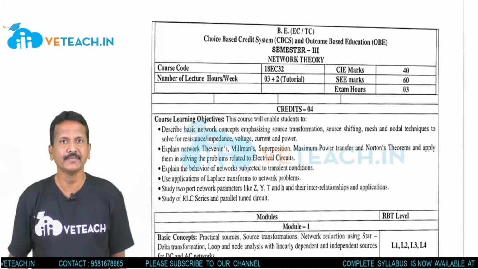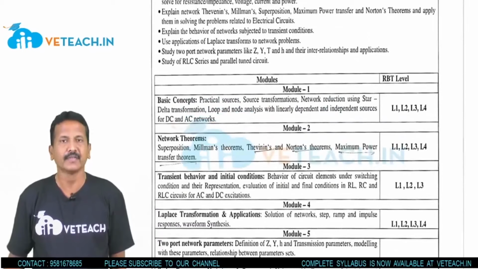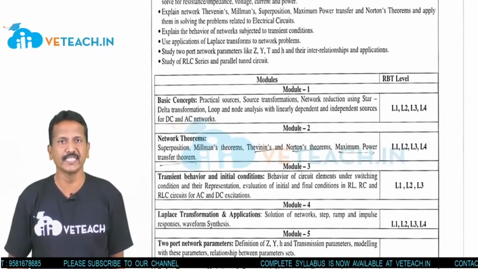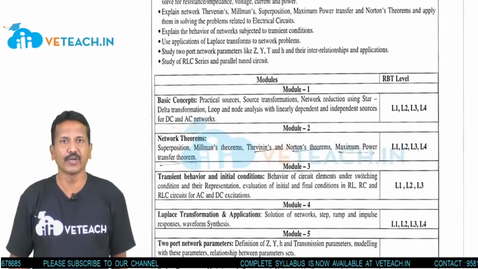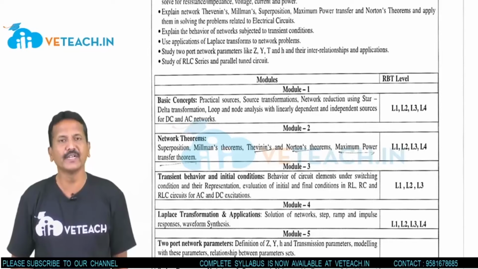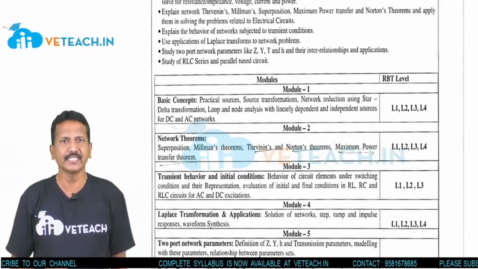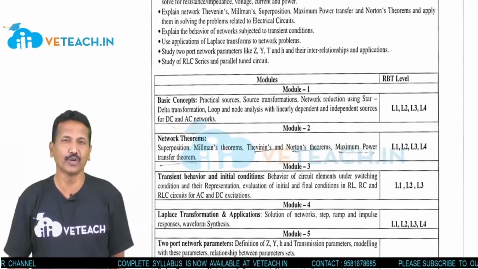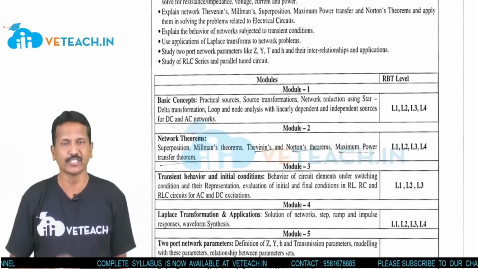So first of all, we discuss the syllabus. We have 5 modules. In module 1, what things are there which are very important for us? In module 1, the basic concepts, right students? So basics are important. So what are the basic things in this module 1? It is sources.